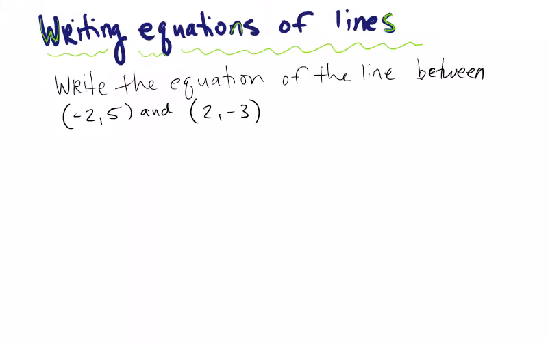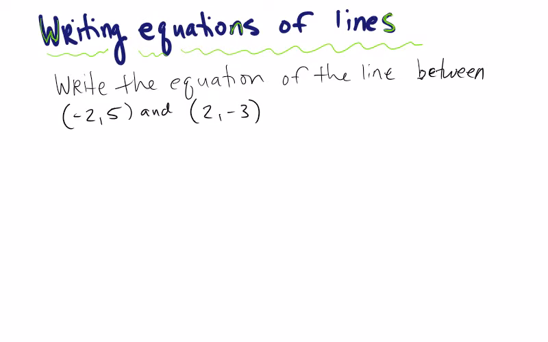Hello. In this video, we are going to be looking at writing equations of lines between 2 points. This again is another critical skill from Algebra 1 that is important in all levels of math. So we're going to write the equation of the line between the points (-2, 5) and (2, -3). I'm going to show you two different ways to write equations of lines, and then there will likely be a practice problem at the end as well.